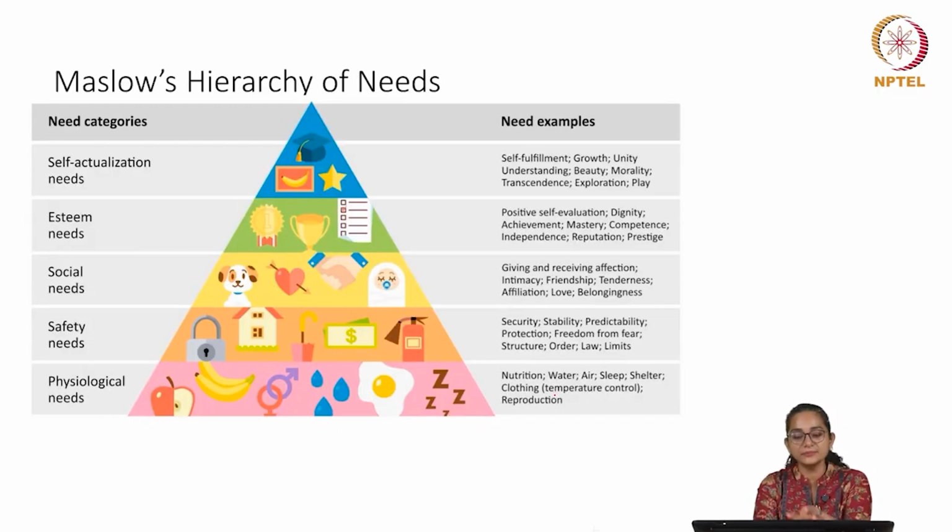Now, this is something of great importance. This is called Maslow's hierarchy of needs. This is also something which will help you. We are saying that you should understand user needs, try to understand their aspirations, what is motivating them, and so on. But how to define them?